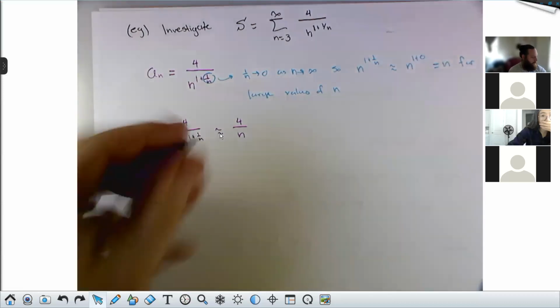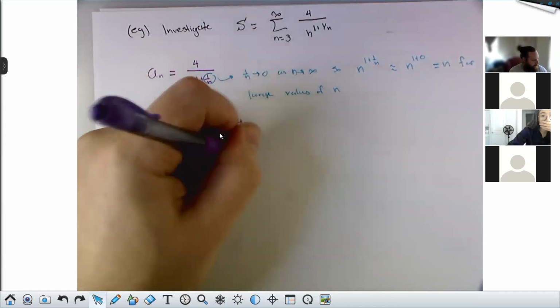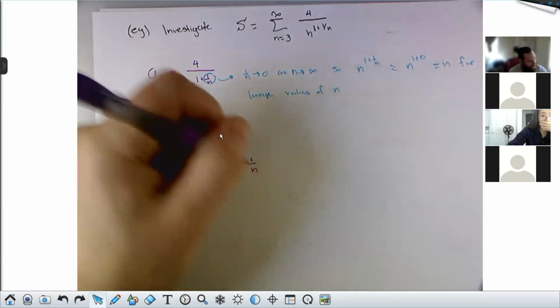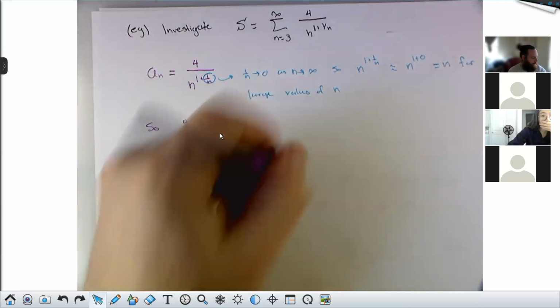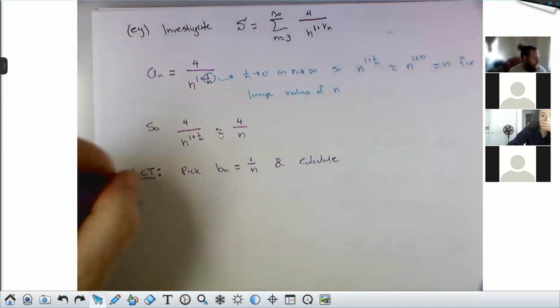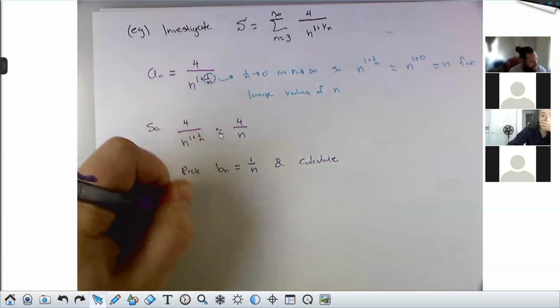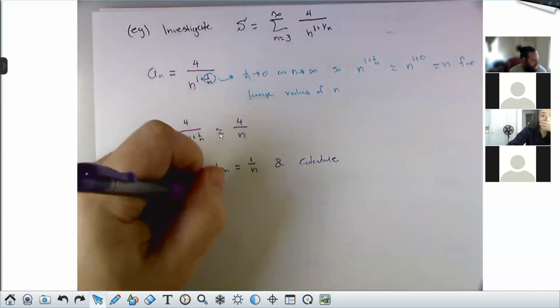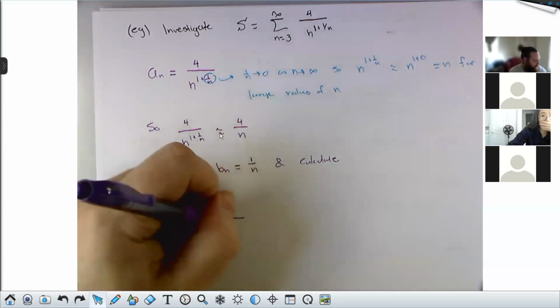The workup here tells me that I should pick b_n to be 1 over n. You could also do 4 over n if you wanted. Either one will work fine. And calculate c as the limit as n goes to infinity of 4 divided by n to the 1 plus 1 over n, over 1 over n.